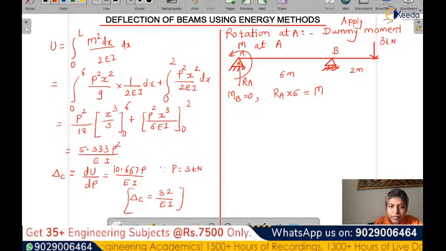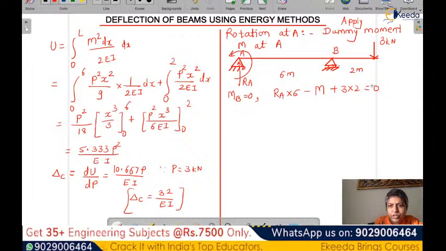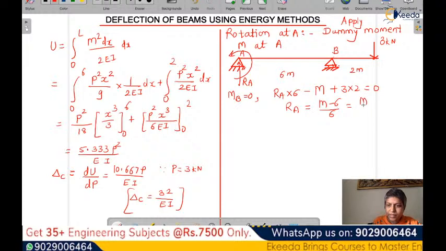So let me just rewrite. This is the overhang portion. Okay, so moment about B: RA into 6 minus M, and then this is again in clockwise direction. So 3 into 2 plus 3 into 2 is equal to 0. Okay, so in this case our RA value will become M minus 6 by 6. So we can rewrite it as M by 6 minus 1. Okay, now quickly construct the table.